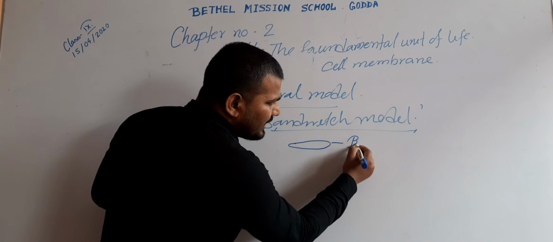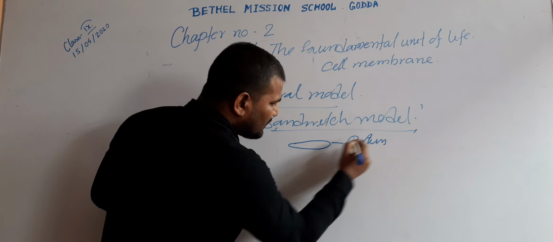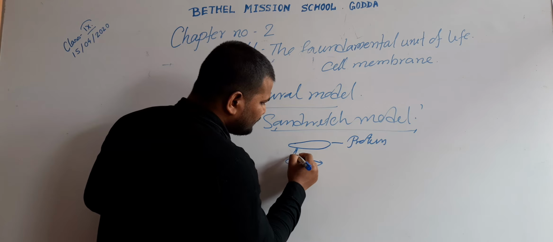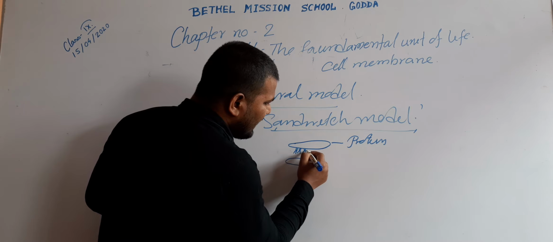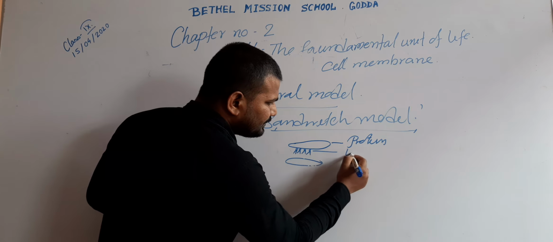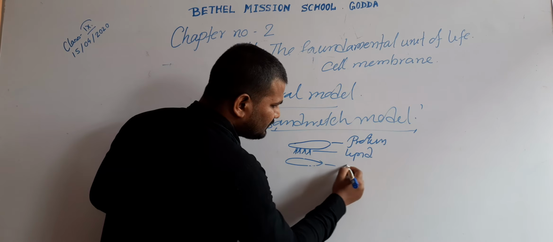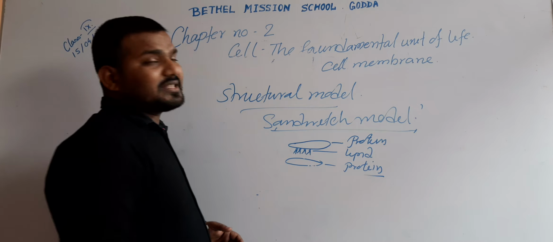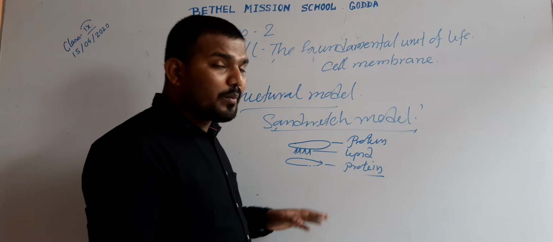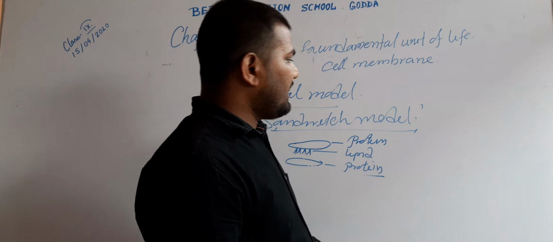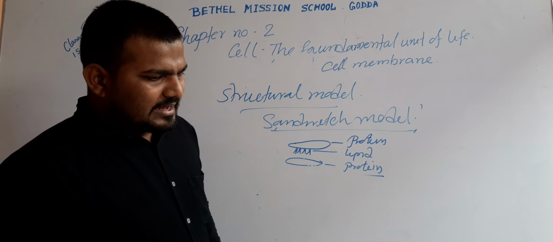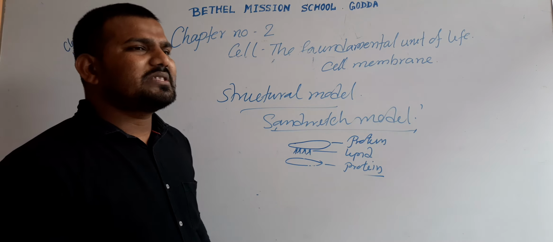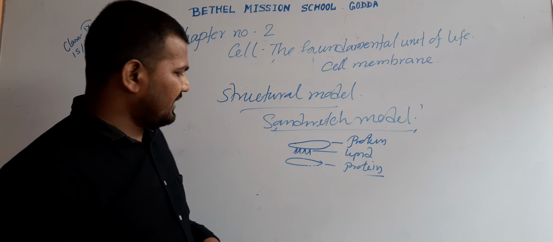These are the protein layers and these are the lipid layer. Between the protein layers is the lipid layer, so it looks like a sandwich. That's why Dawson and Daly provided the sandwich model. After that, Robertson proposed the unit membrane model to discuss the structure of the cell membrane.